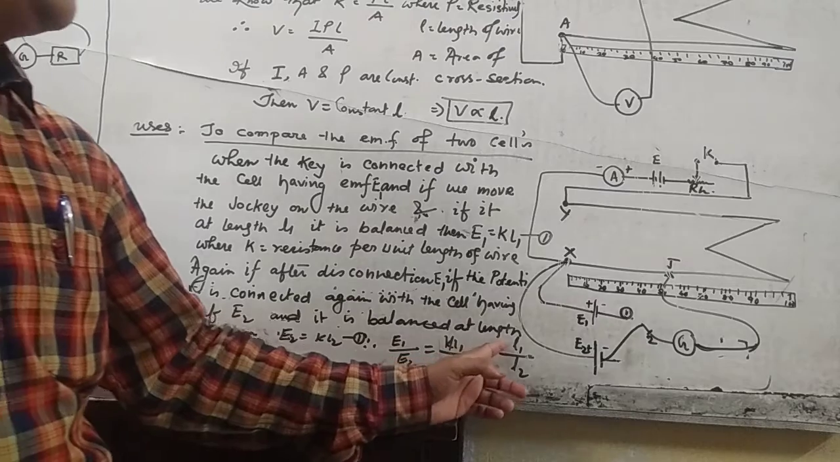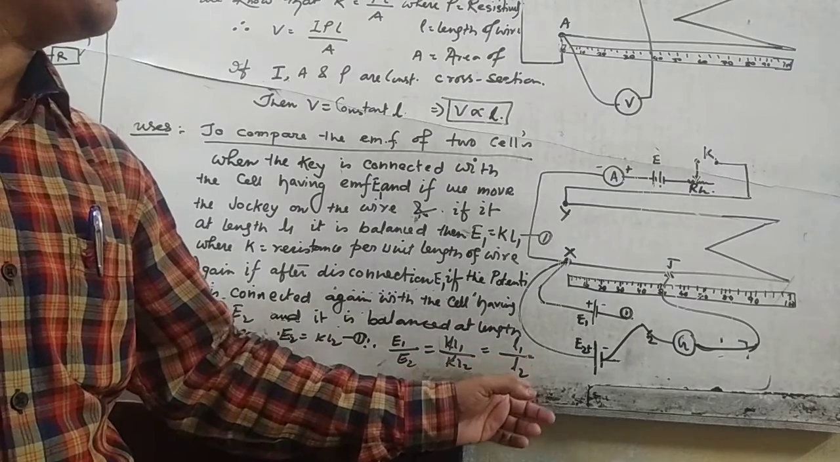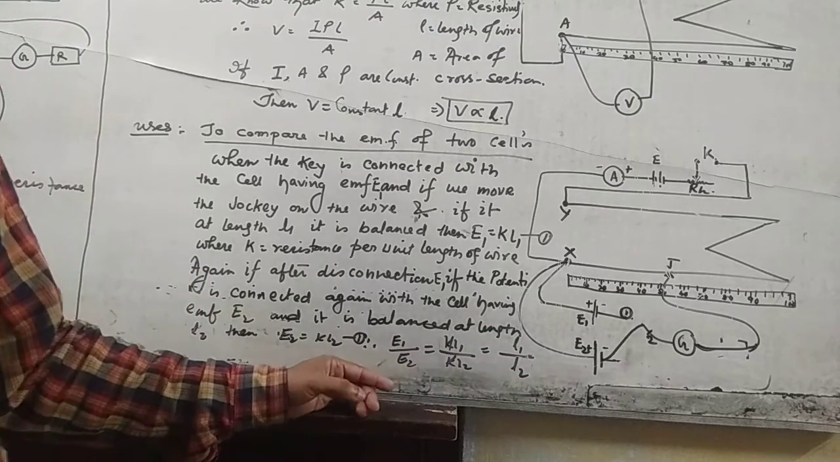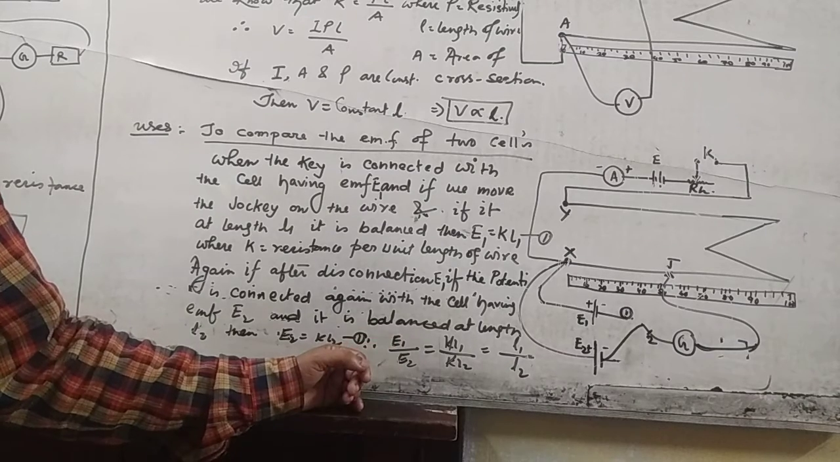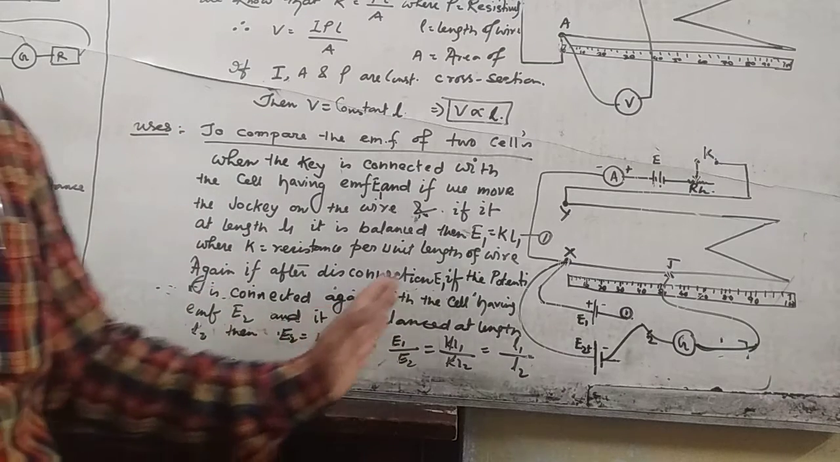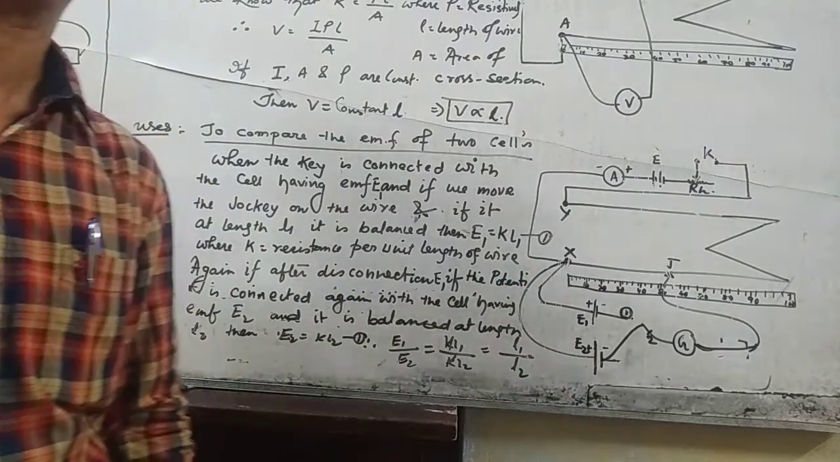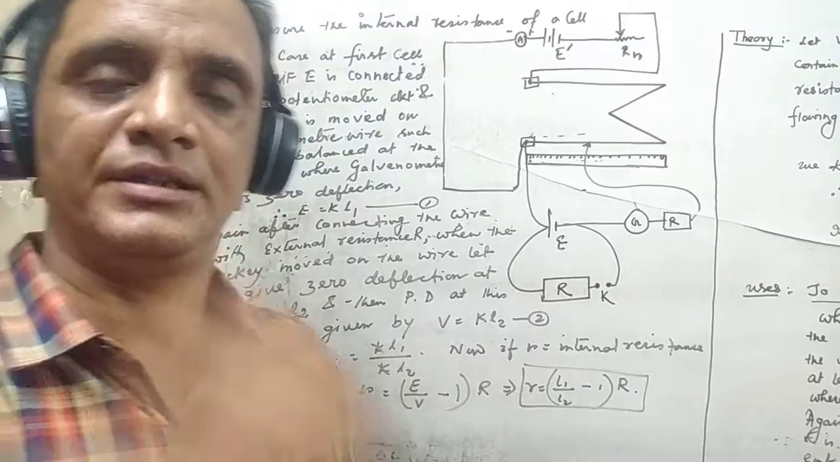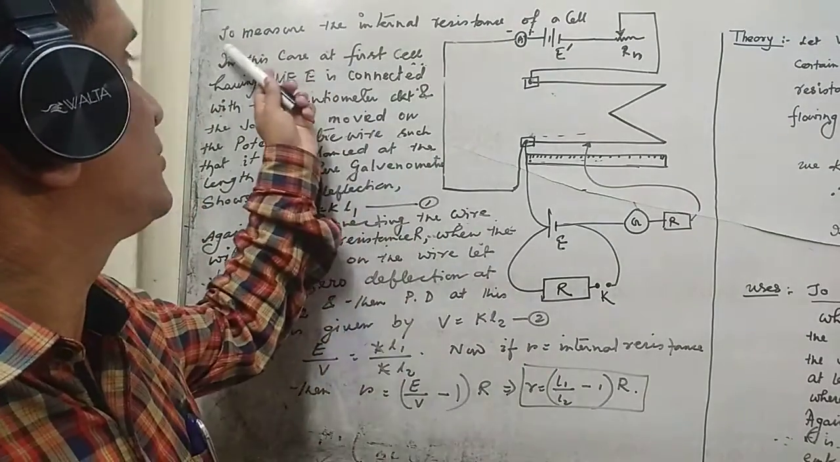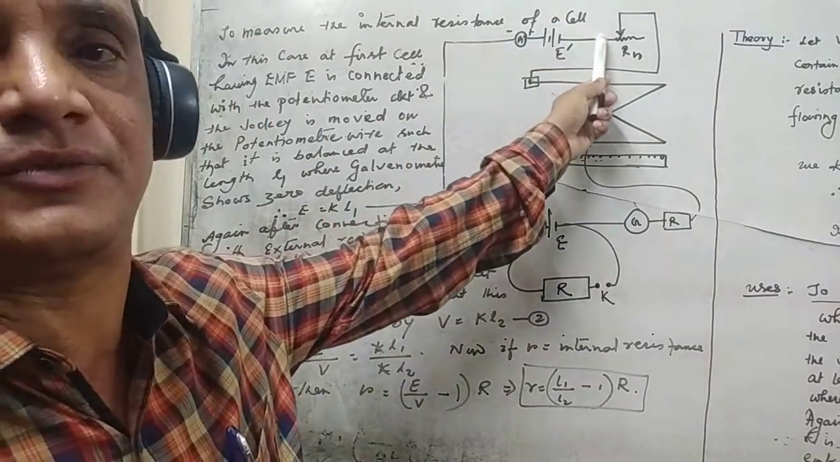So if we know the value of L1 and the value of L2, we can compare the EMF of two cells. This is how we can compare the EMF of two cells by using the potentiometer. Clear or not? I think this is clear. Let us come to the next topic: to measure the internal resistance of a cell.